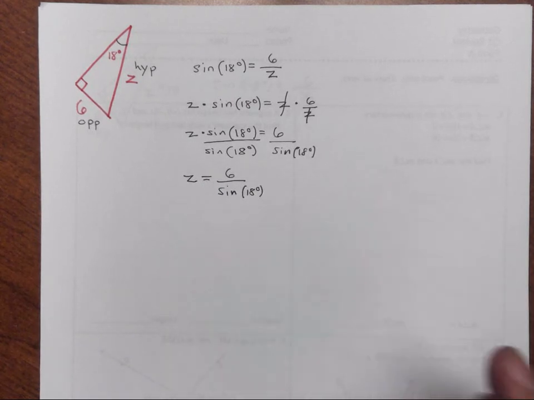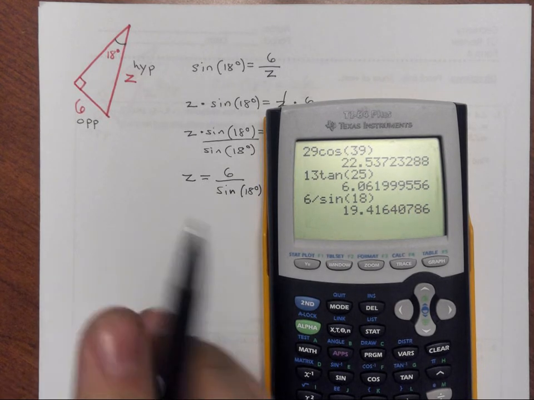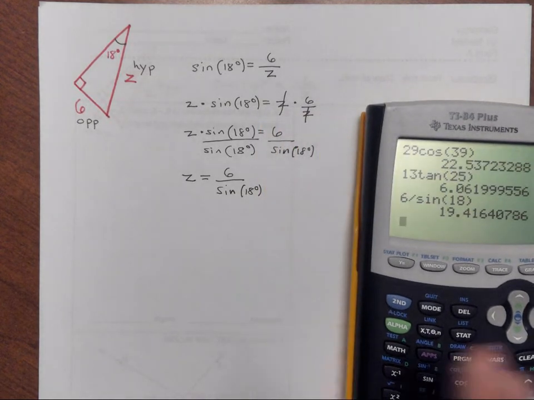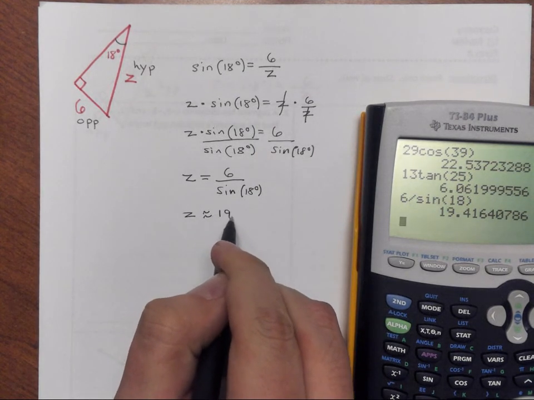So this is what I'm going to put into my calculator so that I can approximate z. Again, I grab my calculator. 6 divided by is what I need to enter. Sine of 18, and I close it. And what do I get? I get 19.416. To the nearest tenth, this will be 19.4. So z is approximately 19.4.